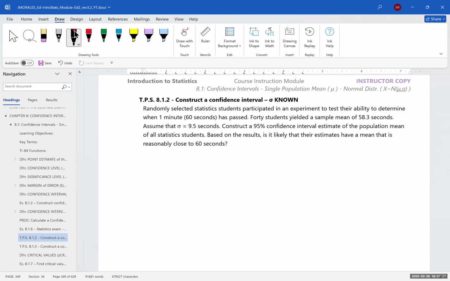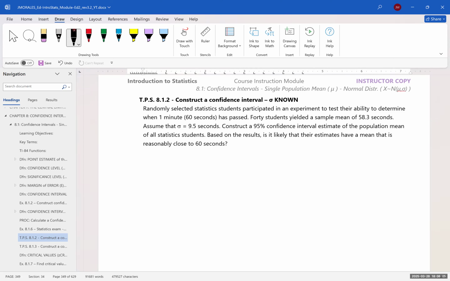So, randomly selected statistics students participated in an experiment to test their ability to determine when 1 minute has passed. 40 students yielded a sample mean of 58.3 seconds. Assume that the standard deviation of the population is 9.5 seconds. Construct a 95% confidence interval estimate of the population mean of all statistics students. Based on the results, is it likely that their estimates have a mean that is reasonably close to 60 seconds?